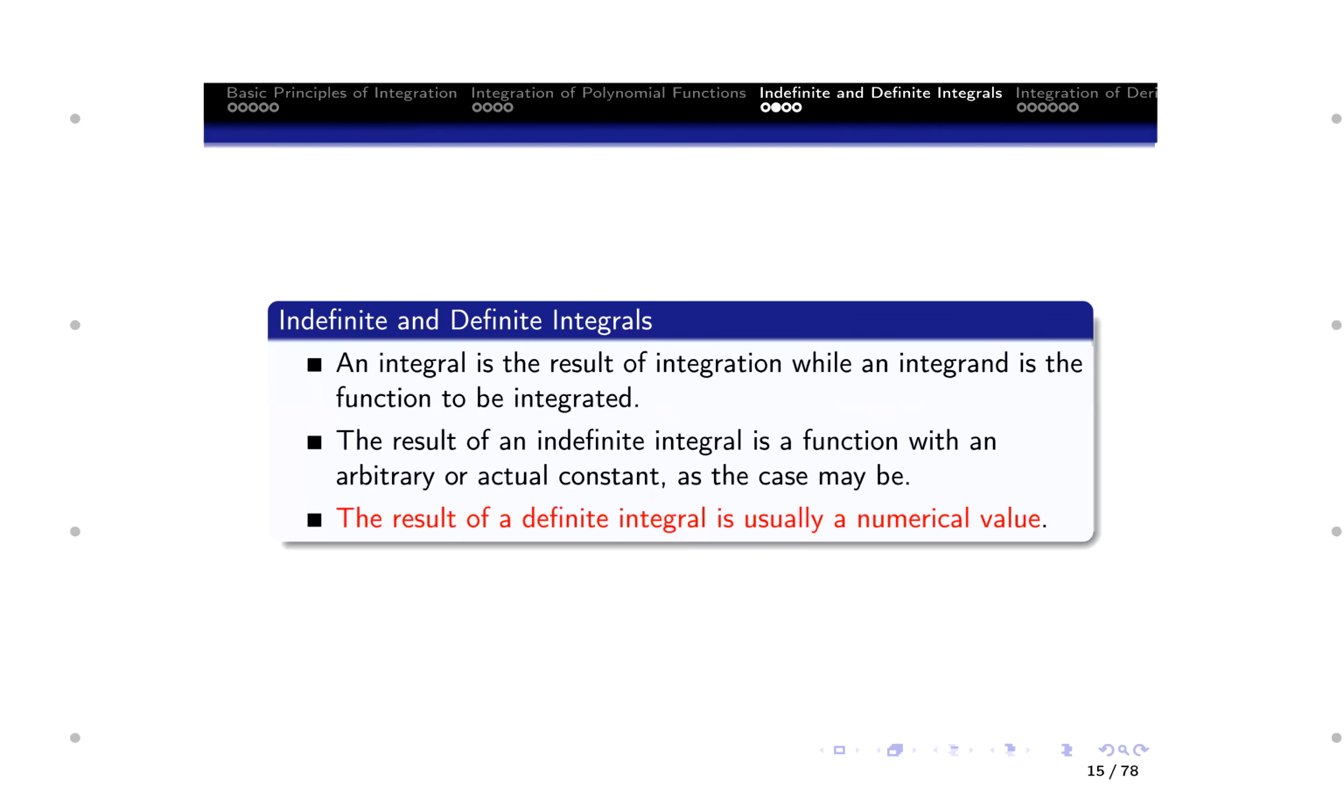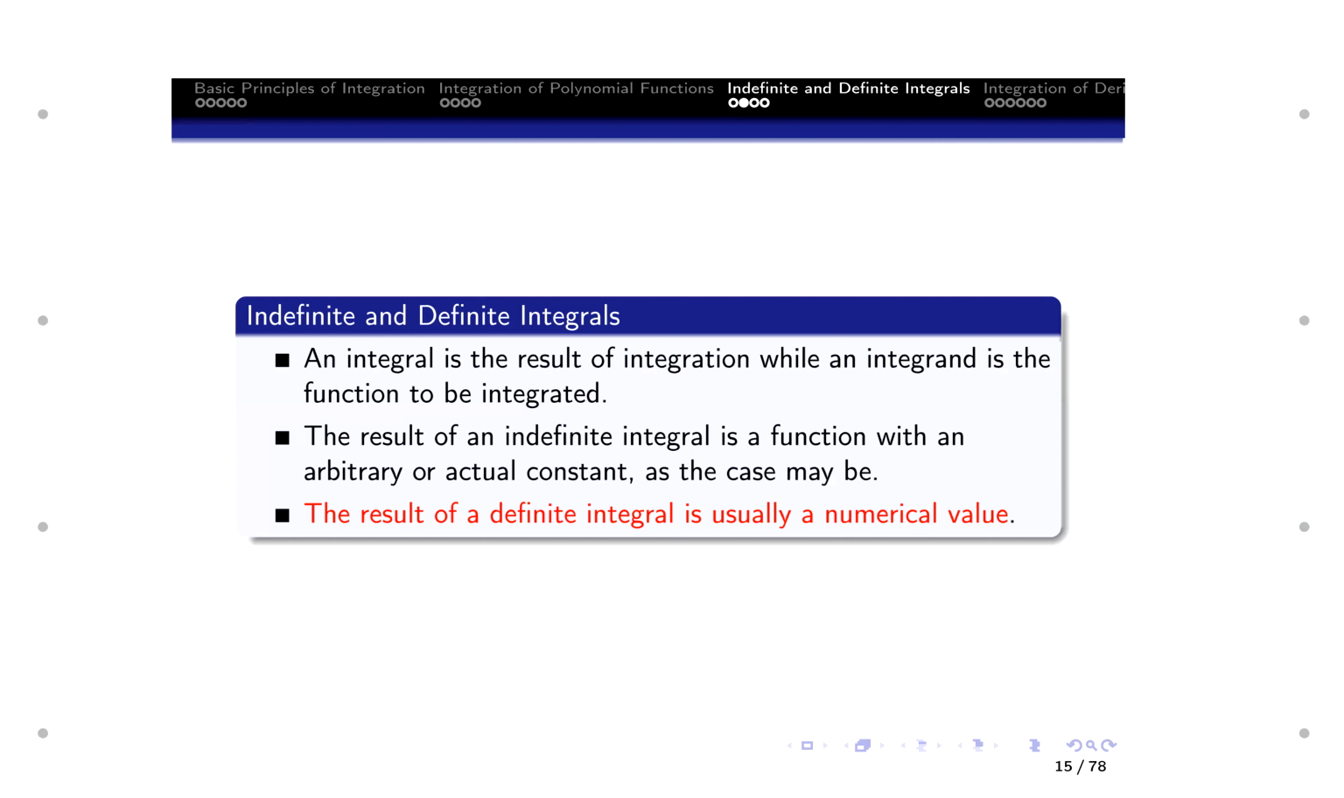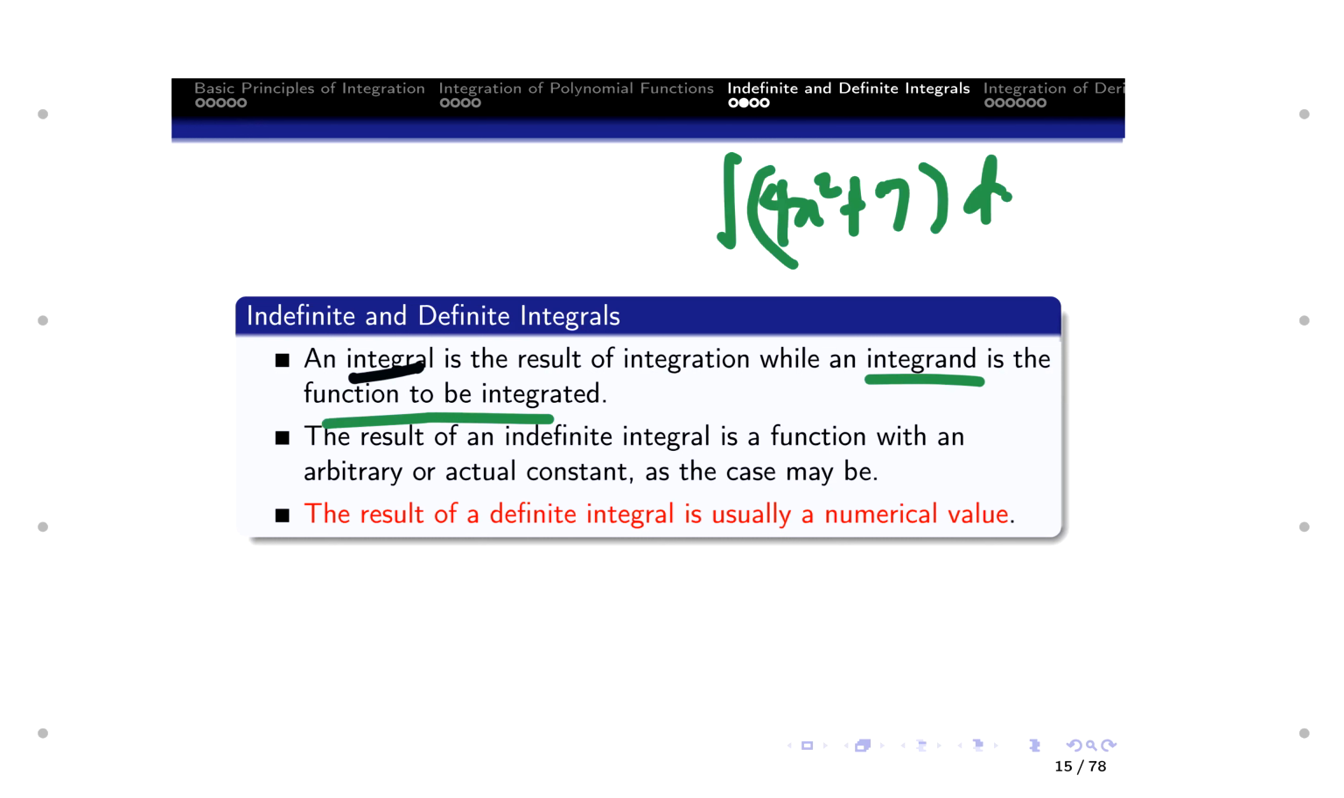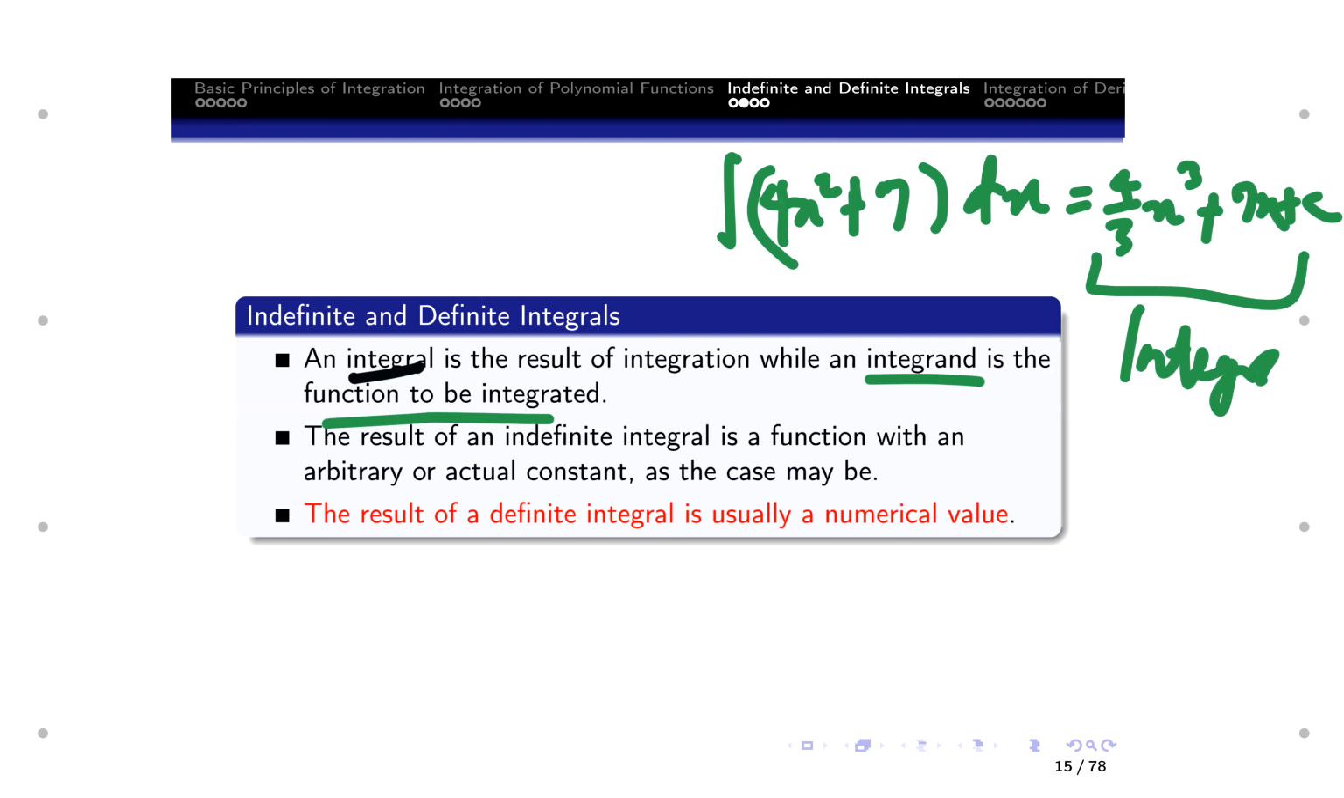The integral is the result of integration, while an integrand is the function to be integrated. For instance, if you have the integral of say 4x squared plus 7 dx, when you integrate this, of course, you're going to get something like 4 over 3 x raised to power 3, plus 7x plus a constant c. So this now is your integral. The result is your integral, whereas the integrand is the function to be integrated. So this 4x squared plus 7 is your integrand. The result you get is the integral, while what you integrated is called the integrand.